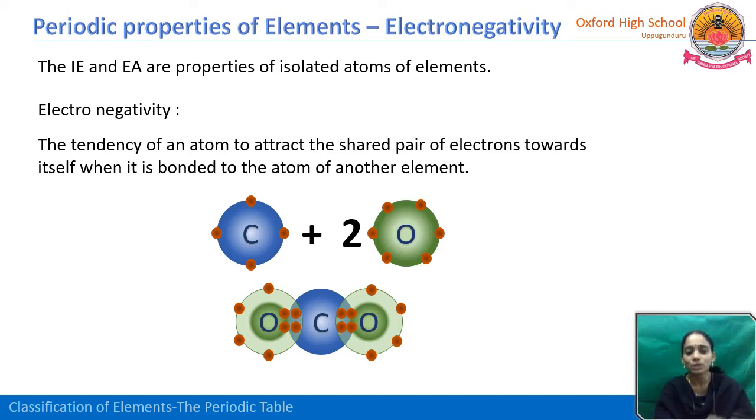But now the question is, among these two, which element has more electronegativity? That means either oxygen or carbon. Among these two, which one has more tendency to attract the shared pair towards itself, carbon or oxygen? Let us see.